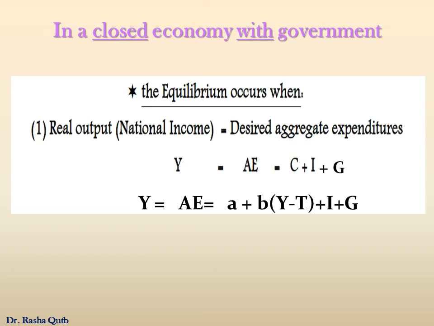Now moving to the equilibrium position in a closed economy with government. Since I now have government, I will have government expenditures and taxes. The government has a budget, whose main source of revenue is taxes, and it uses this revenue to make expenditures. Again I have two conditions of equilibrium. Condition number one: when real output, which is the national income, equals desired aggregate expenditures. So Y equals aggregate expenditures, which is consumption plus investment plus government expenditures.